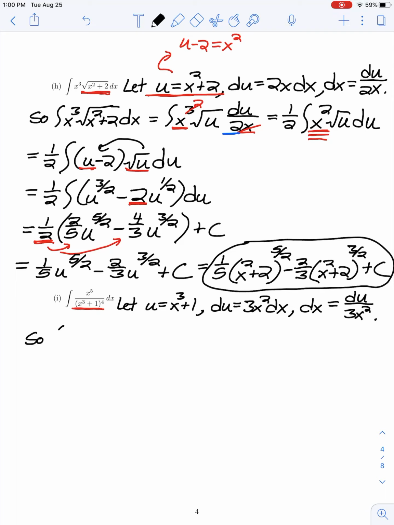So going back to our integral, we had x to the 5th over x cubed plus 1 all to the 4th dx, and we're going to rewrite this in terms of u. So we have a numerator of x to the 5th over u to the 4th power, and our dx term on the end is equal to du over 3x squared. So let's see what we're left with.